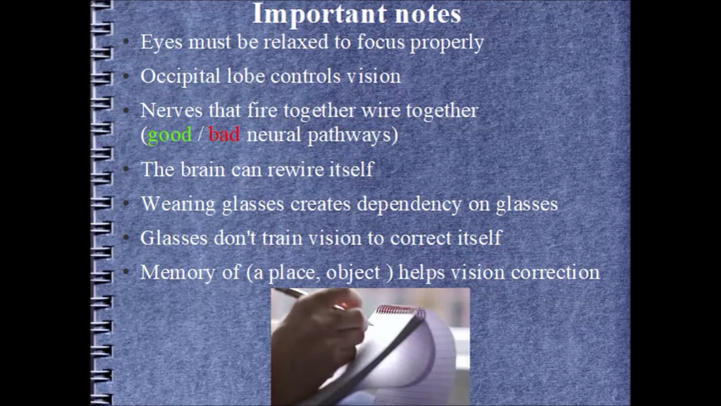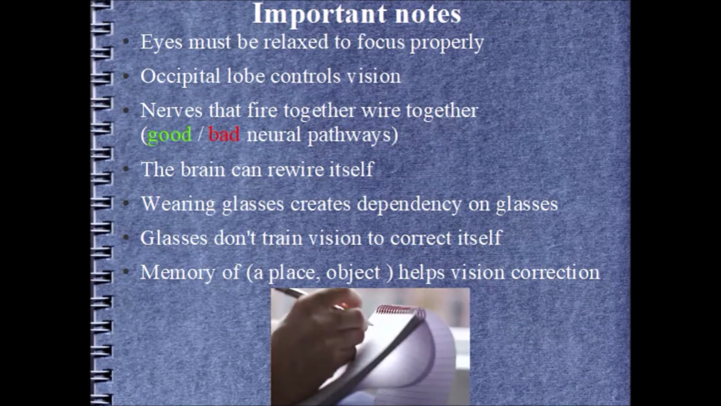Next is nerves that fire together wire together, and this goes for good and bad neural pathways. So if you already have bad neural pathways, those nerves are going to fire together and they're going to wire together and actually strengthen a bad neural pathway. For an example, when you're doing a workout or a strenuous activity and you're wearing your glasses, you're going to strain those bad neural pathways and strengthen them. Whereas if you take your glasses off while you're doing strenuous activity during a workout, you're going to strengthen the good neural pathways.